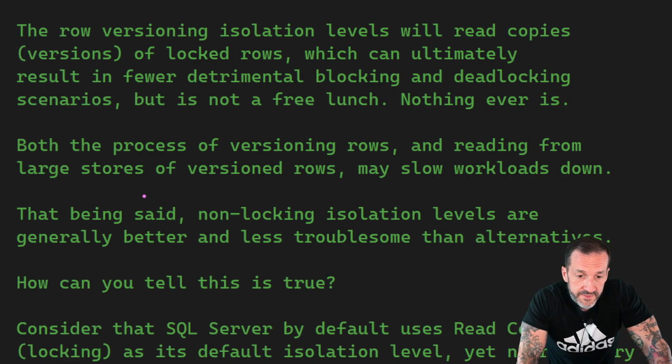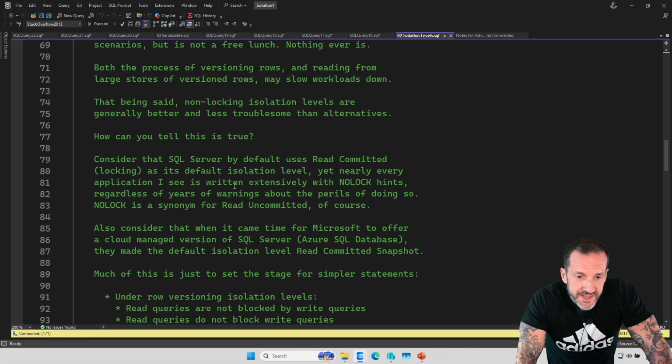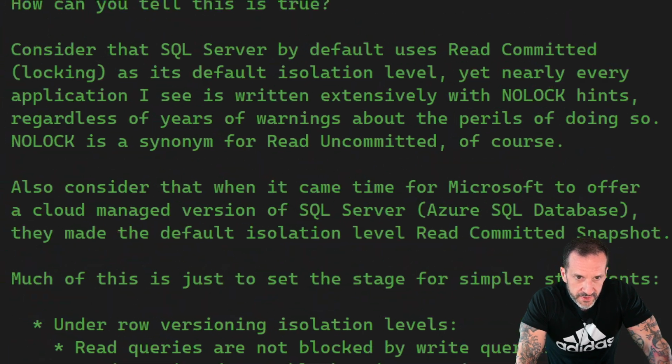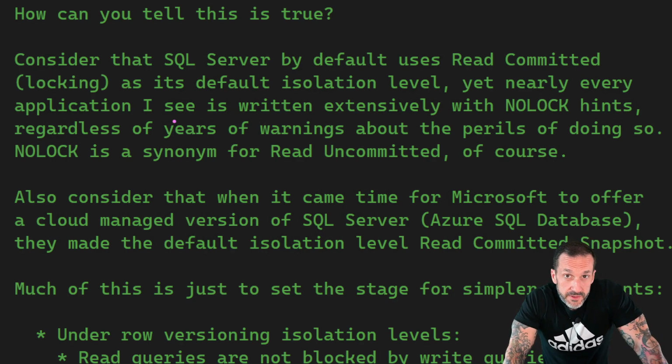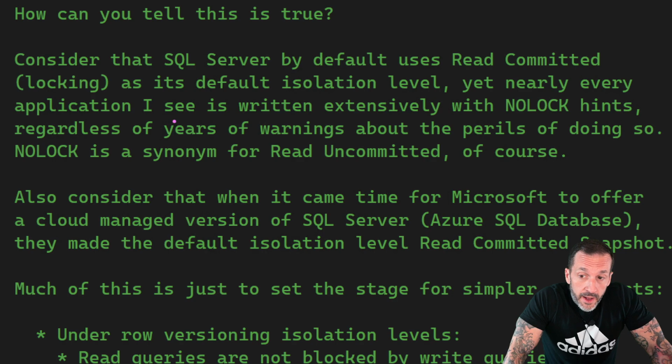And I think that the very easy way to tell that this is true, at least in the context of SQL Server, we're not talking about Postgres anymore, is consider that by default, SQL Server uses read committed locking as its isolation level. This is, of course, different if you use Azure SQL Database. Azure SQL Database uses read committed snapshot isolation by default, but you can turn it off.